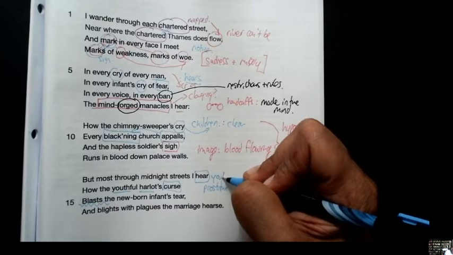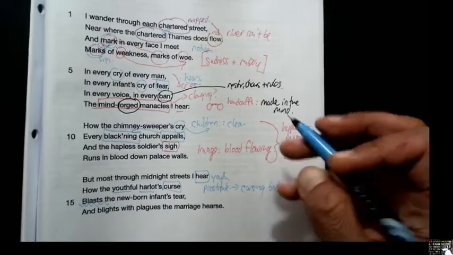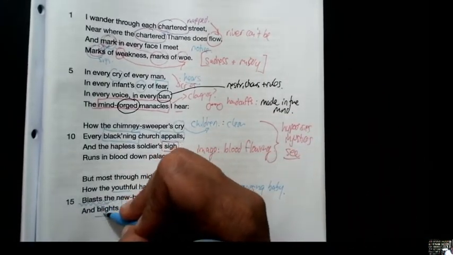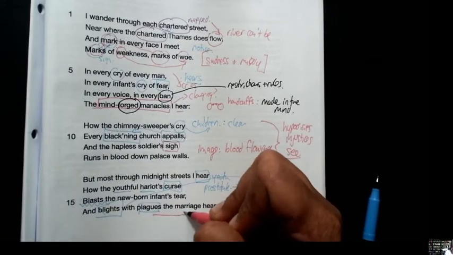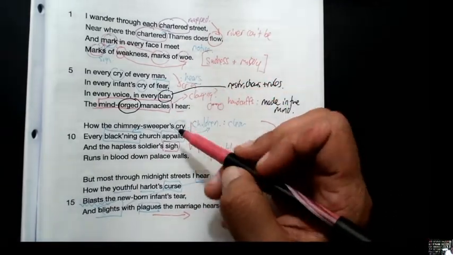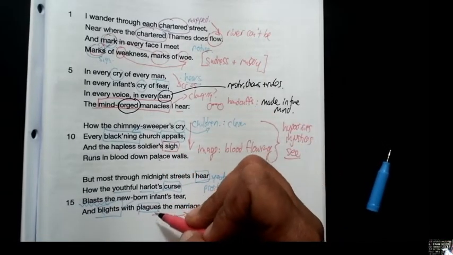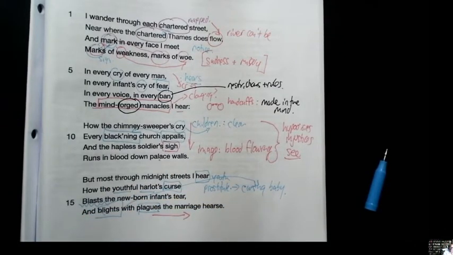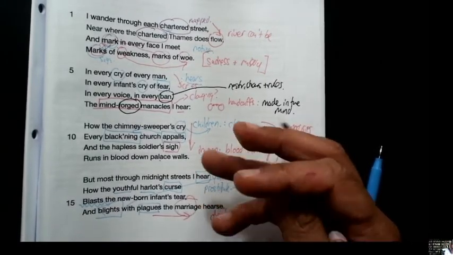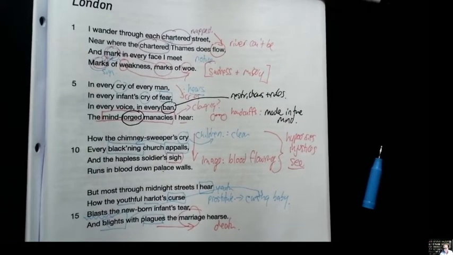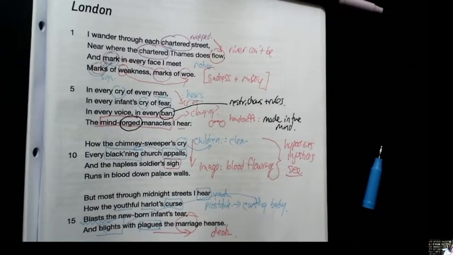So the young prostitute, her youth matters, cursing the baby with plague, just putting a curse, blight. And what it does, I never noticed this, is what the children are doing to the church and the soldiers are doing to the palace, this young prostitute is exposing the hypocrisy and the death within the marriage hearse in the same way. Wow, that's amazing. I've read this poem so much, and I just found something new. That's kind of remarkable to me. So this last image is horrific and brutal.